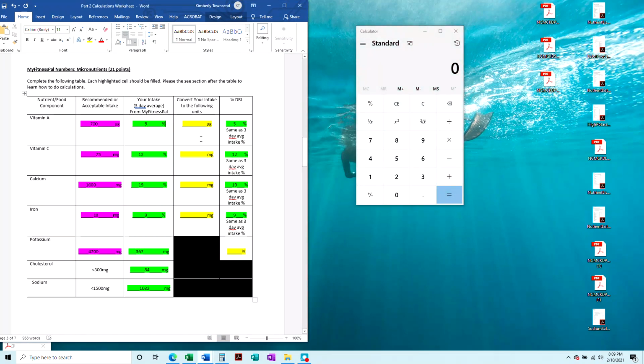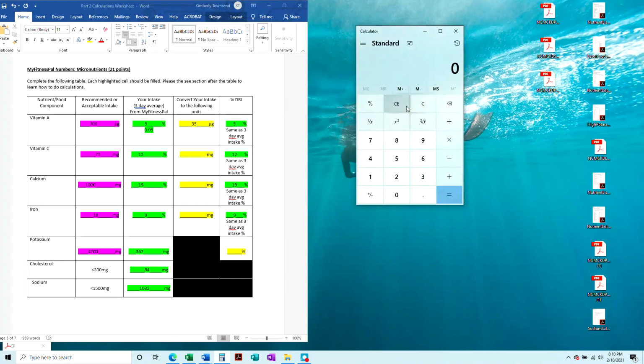To do that, I'm going to go ahead and just write it underneath here. You have to move that decimal two places to the left. So if you'll look, I put 0.05. So I'm going to do 700 times 0.05. That comes out to 35.